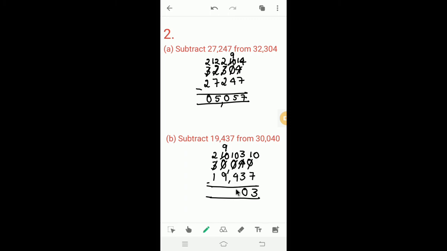10 minus 4 is how much? 10 minus 4 is 6. 9 minus 9 is 0. 2 minus 1 is 1. So the answer is 10,000.